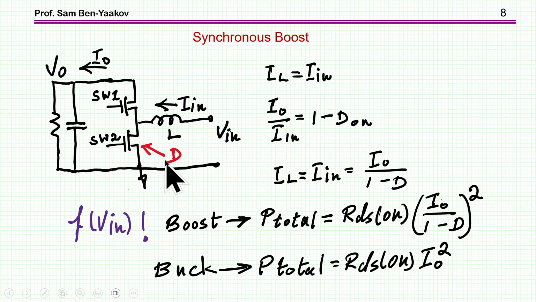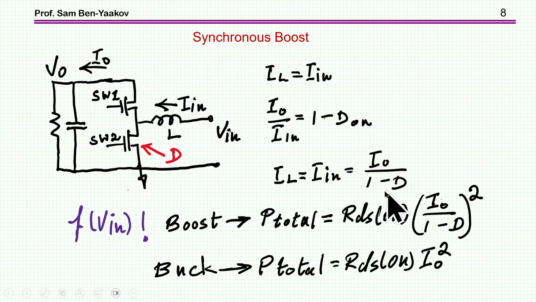Also, we define the duty cycle as the time of switch 2, that is the lower switch rather than the upper one. This is a synchronous boost. So the structure is indeed the same. However, the inductor current now is not the output current. And since I'm expressing the loss as a function of the output current, then I have to find what the inductor current is, which turns out to be the output current divided by 1 minus D.